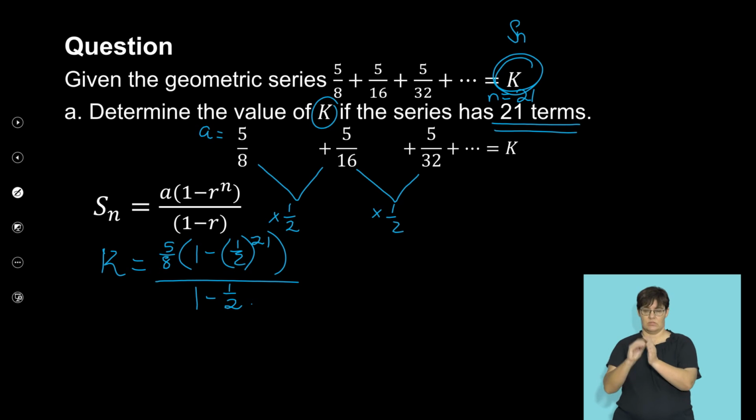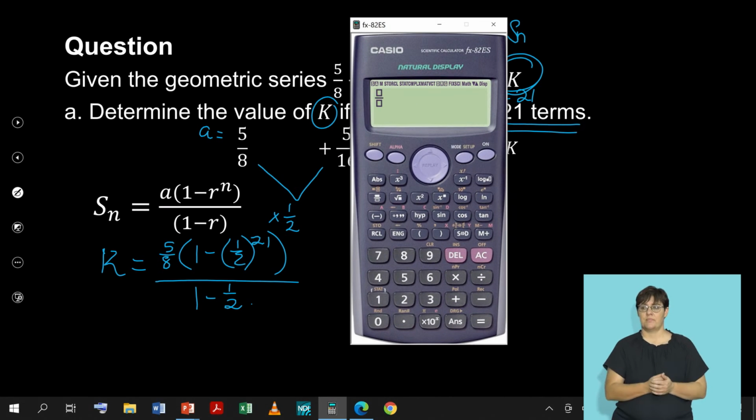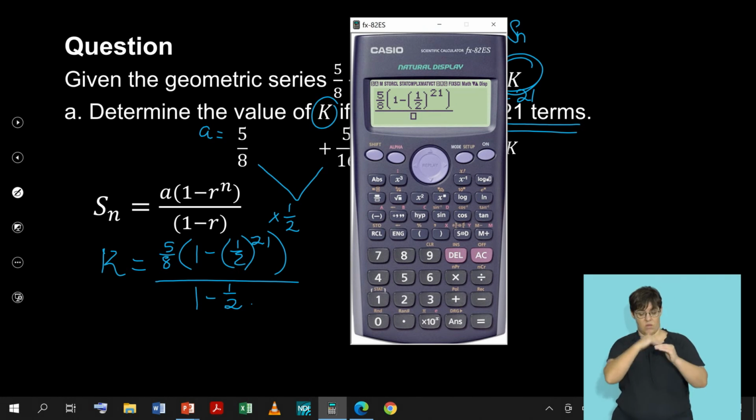Wonderful, let's plug this all into our calculator. So I've got 5/8 over 1 minus a half. Sorry, the fraction didn't come there, a half to the power of 21 all over 1 minus a half.